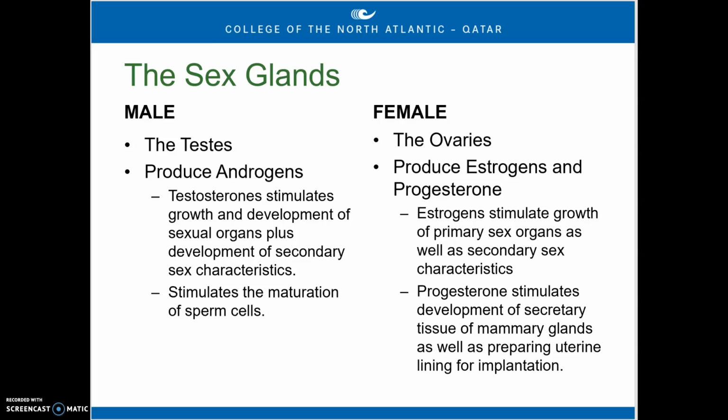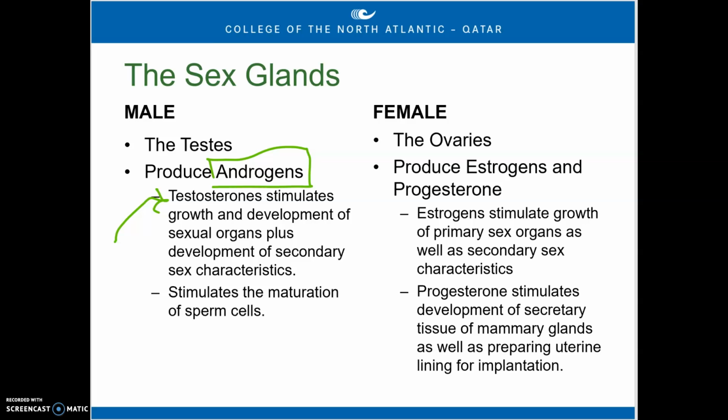Now, the sex glands are also going to be producing hormones that are going to have wide-ranging impacts. If we look at the male first, the testes are going to produce groups of hormones, and male hormones are called androgens. Okay. Now, the one that we're most concerned about is the hormone testosterone. There are other androgens, but testosterone is the one that we're worried about.